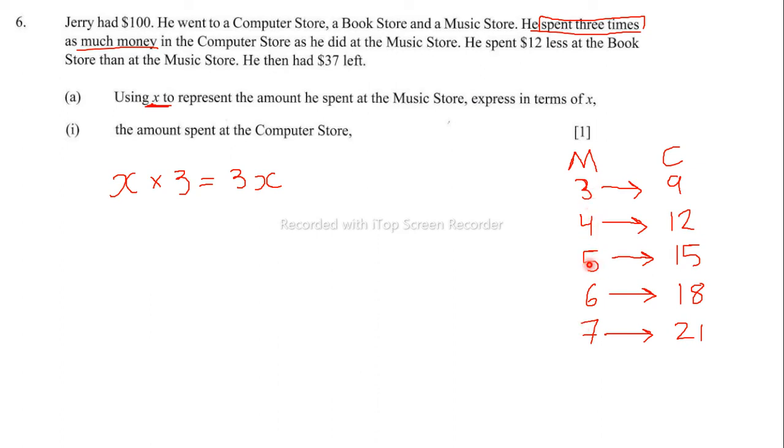If he spent $5 at the music store, then whatever that is, we have to multiply it by 3 to get 15. And if he spent $6, whatever we get for the music store, we have to multiply it by 3. So this is saying whatever he spent at the music store, call it X. We need to multiply it by 3 to get what he spent at the computer store, which is 3x. That's what we're trying to say.